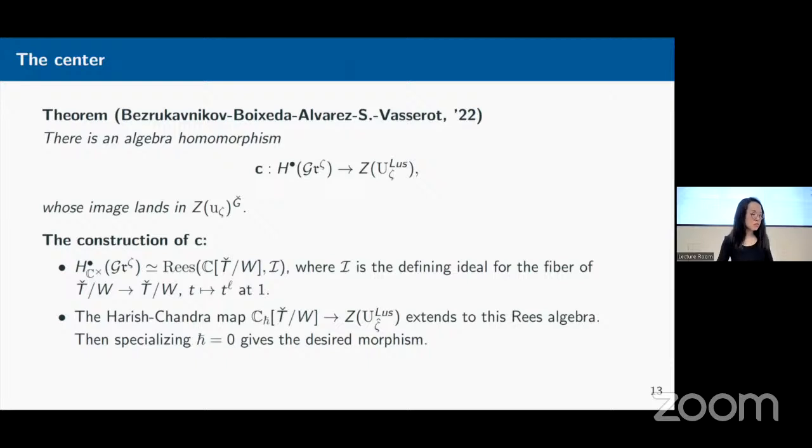The next step is that we use the Harish-Chandra map, which gives you a map from this algebra to the center of the Lusztig quantum group, completed with parameters. Then you can show it extends to the ideal I, and therefore it extends to this Rees algebra. So this gives you a deformed version of this map, and you specialize your parameter h bar, and this gives you the map in the theorem. And then you need to show you have generators of the cohomology of the affine Grassmannian. You need to show the image lands in the small quantum group.